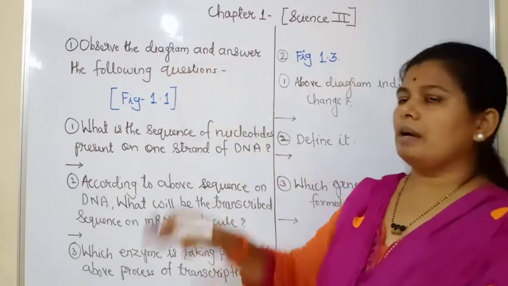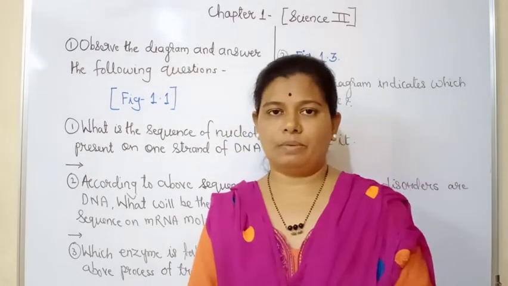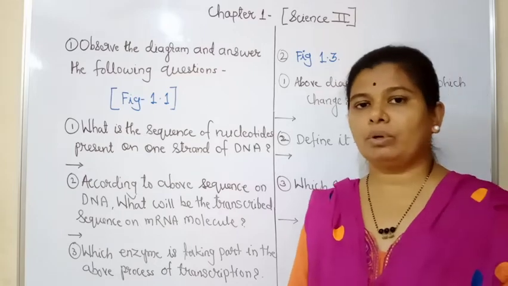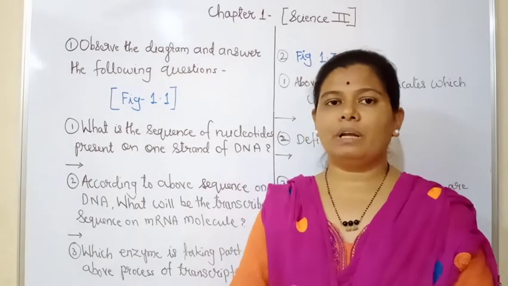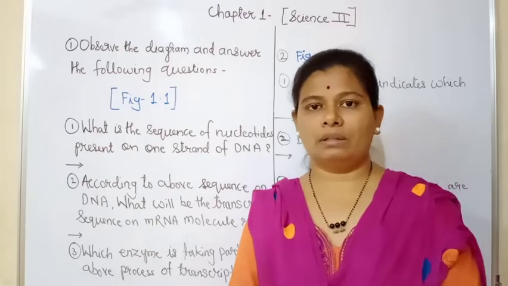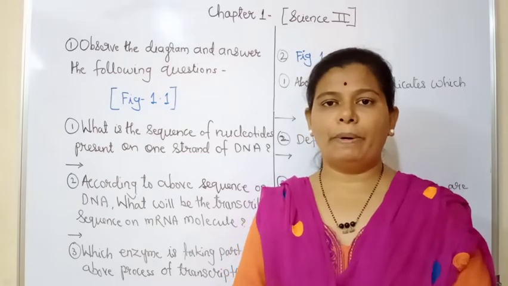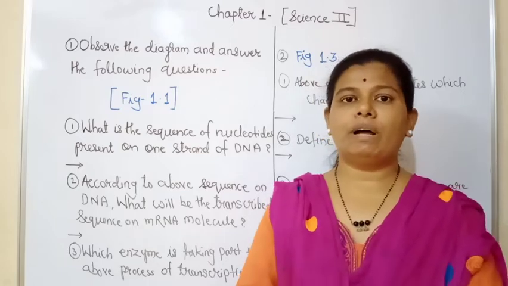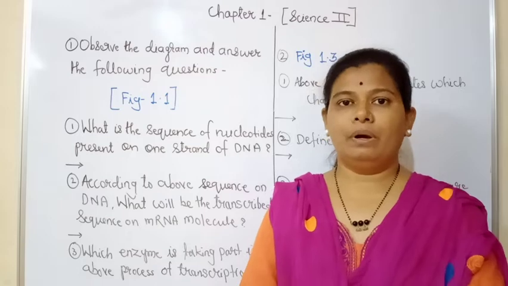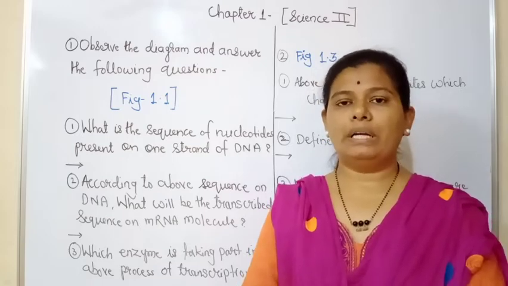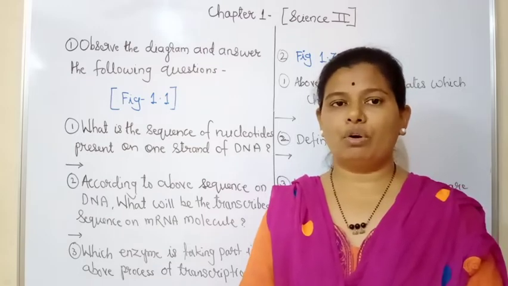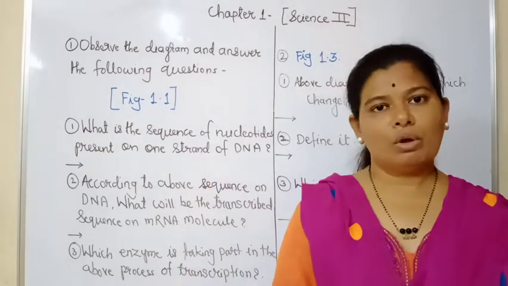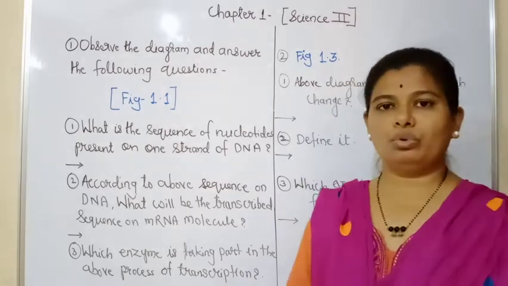See, observe the diagram and answer the following questions. These activity based questions will come for 3 marks. So for that, in every lesson, you have to observe the diagrams that are given properly, and you have to read the information given about the diagram in your textbook. You have to understand that diagram and the information, so that it will be easy for you to solve such kind of activity based questions. Okay, so now we'll go through those questions.